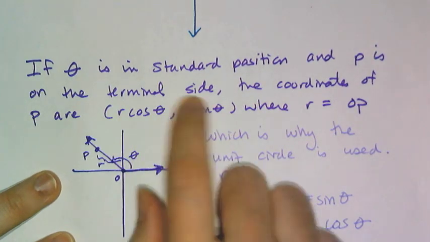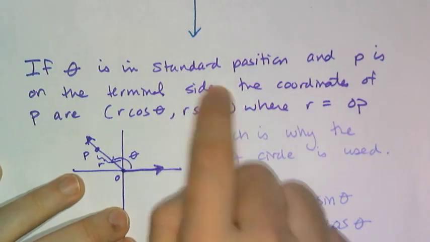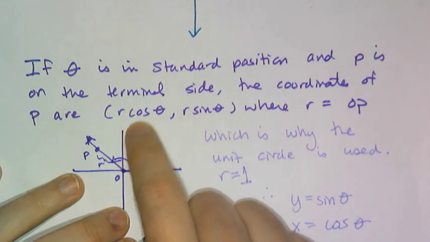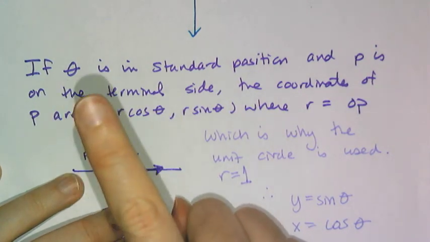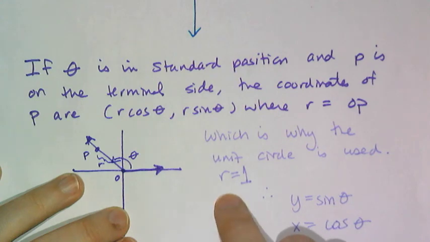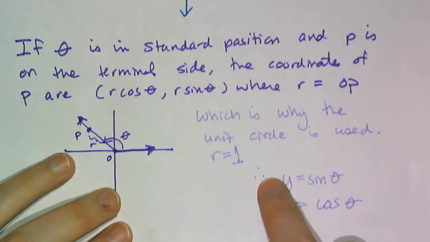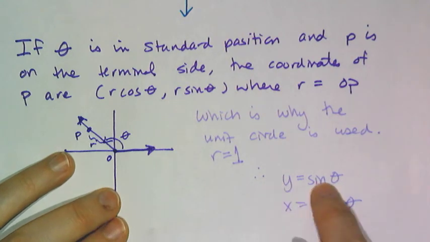Now, why is this important? We like to simplify this a little bit. We like to use a unit circle, which you also learned in geometry. That's where the radius is 1, and when you have a radius of 1, it simplifies the coordinates to the y value being just sine theta, and x is just cosine theta.